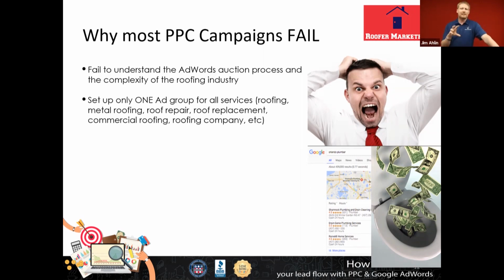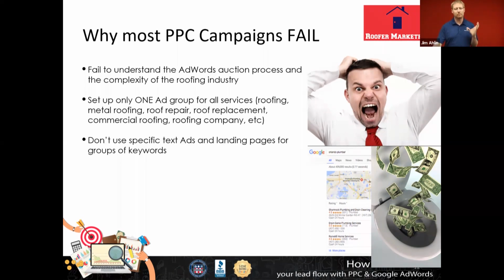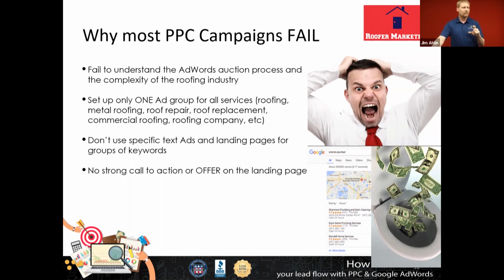You don't want to set up one ad group for all services, roofing, metal roofing, roof repair, roof replacement, and stick them all into one little area. You want to use very specific ad groups for each designated type of service that you provide, and we'll go into detail about that a little bit later. And you want to use specific ads and landing pages for each group of keywords. And you want to have a strong call to action or offer on each of these landing pages, right?